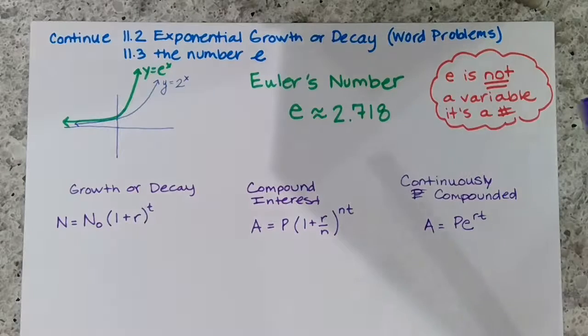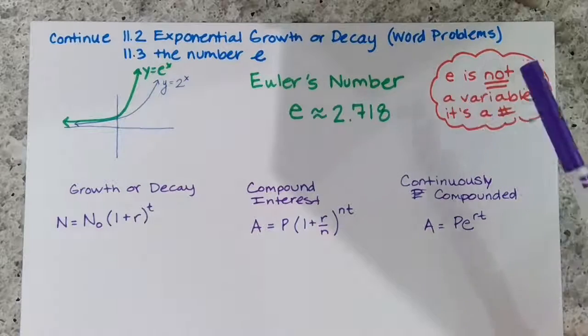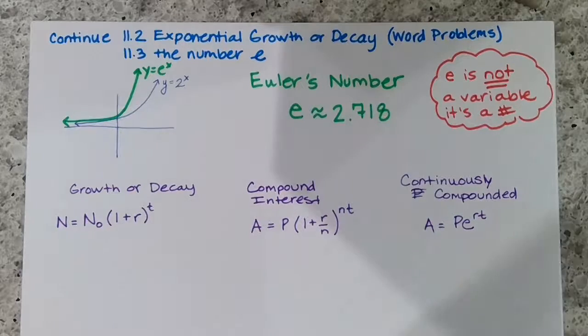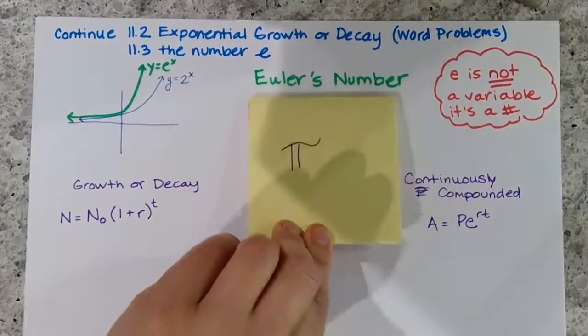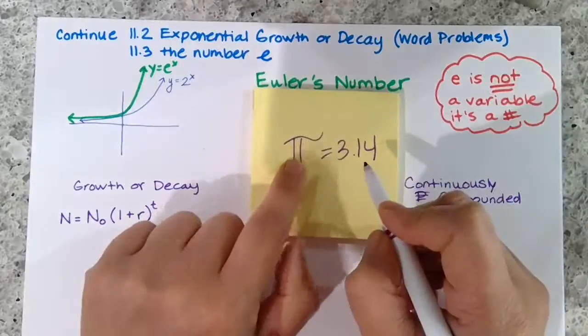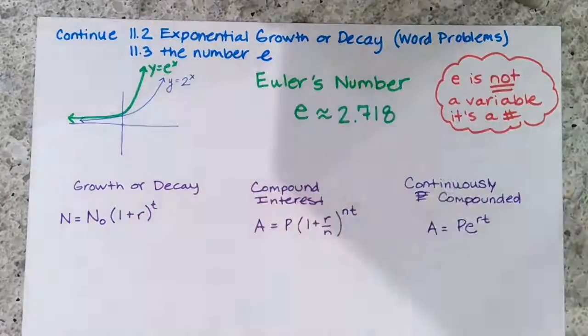All right, so as a reminder, e is not a variable. It is a number, 2.7. Again, what's another famous number that we know? Yeah, when we think of pi, we know pi is about 3.14. So same, it's not a variable. It does represent a number.